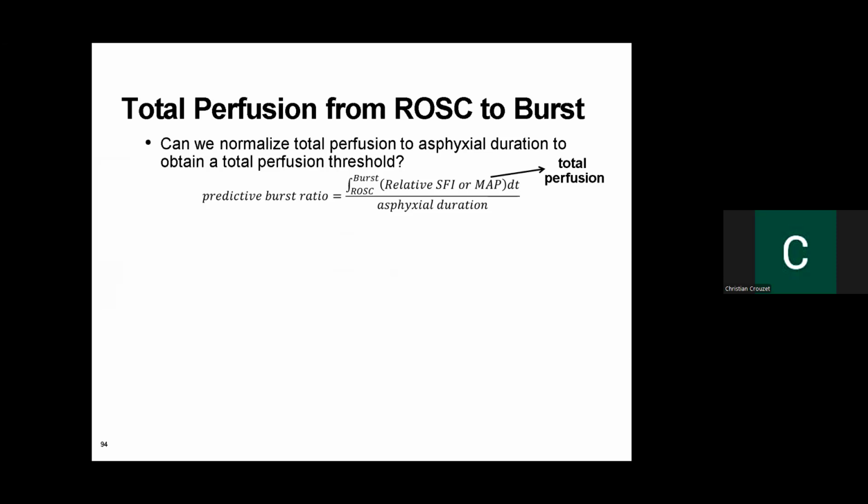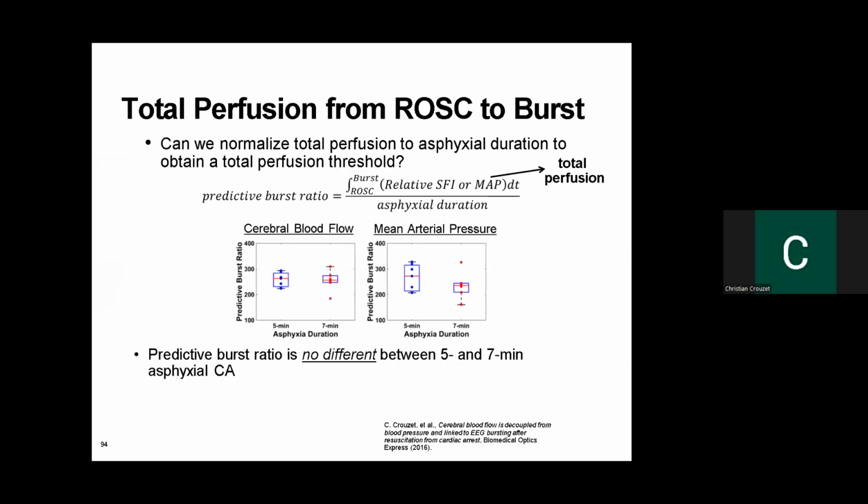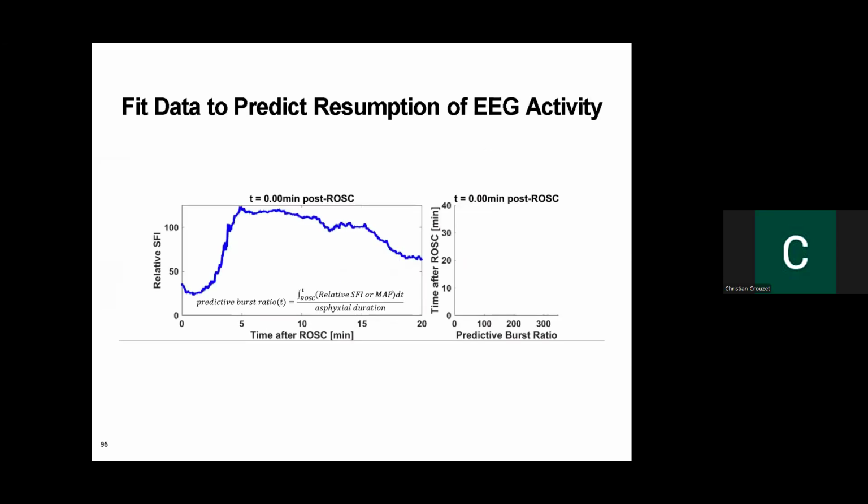We call this the predictive burst ratio. Once we did that, looking at both blood flow and mean arterial pressure, regardless of the severity of cardiac arrest, especially for the blood flow, there was no difference in this predictive burst ratio just by normalizing it to the asphyxial duration. And that was very similar with the mean arterial pressure. So now that we have this predictive burst ratio, can we use it to try and predict when the brain would restart from cardiac arrest?